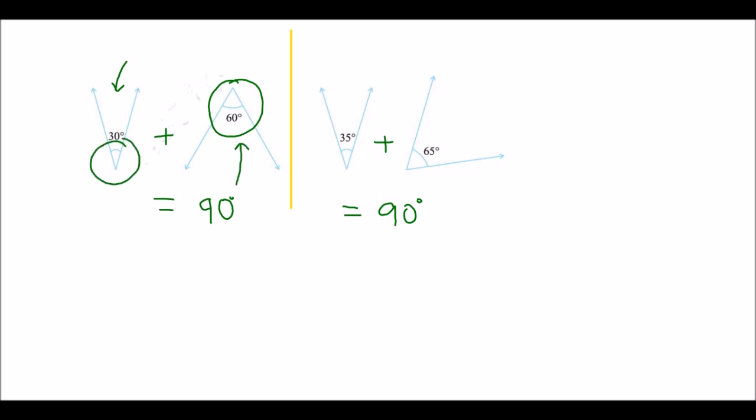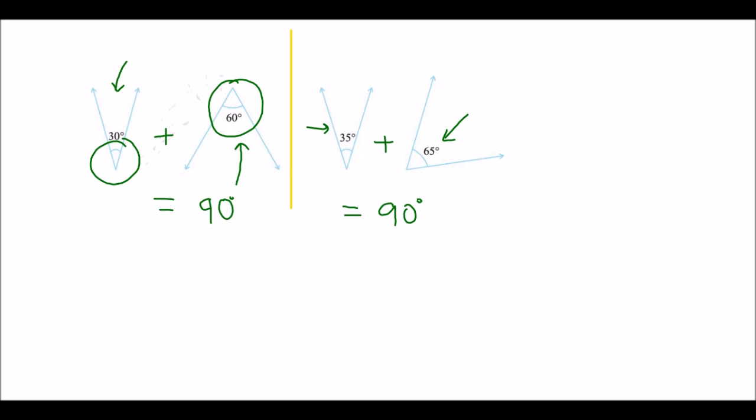So each of the angles in a given pair of complementary angles will be complement to the other one. Here also 35 degree is complement of 65 degree, or we can say 65 degree is complement of 35 degree. So to find complement of any given angle, we have to subtract that angle from 90 degree.